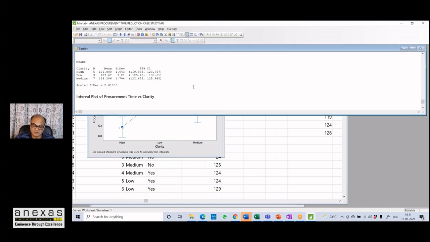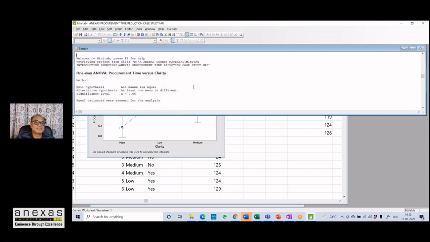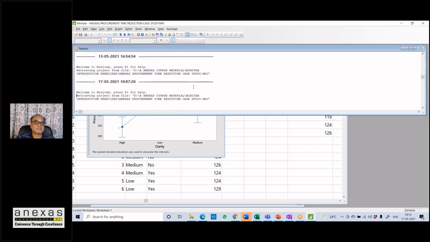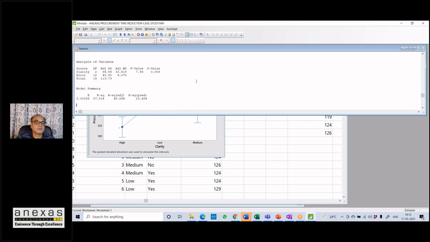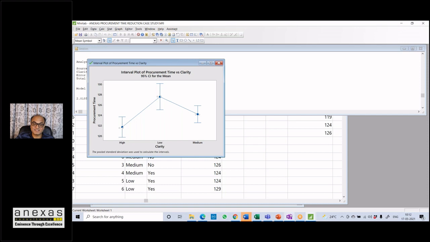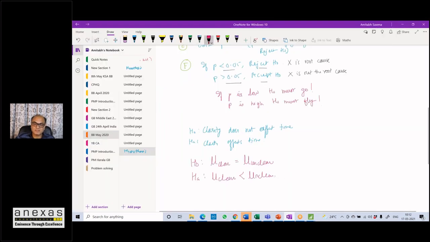But I will not look at the graph always. I'll look at the p-value. Let us see the p-value. 0.006. P is lower than 0.05. I'll reject null. I'll say yes, clarity is the root cause. Clarity affects. So P is low here. P is lower than 0.05. It is 0.006. So I'll reject null.